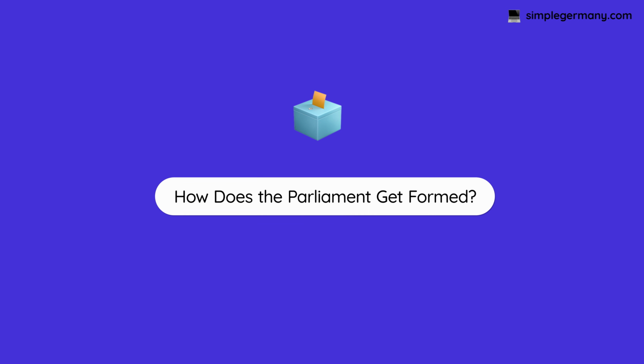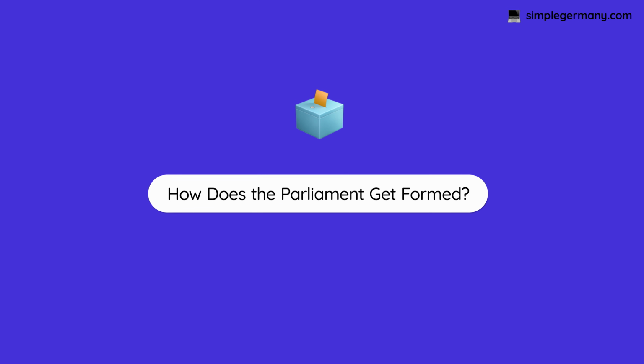After we've all voted, all of the votes get counted. Then there are two factors that play a role in which party moves with how many people into the parliament. Let's look at the first rule. The first rule depends on the result of the second vote, and that is the overall percentage that the party got from all of the votes.